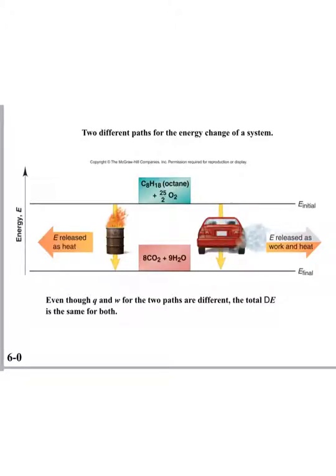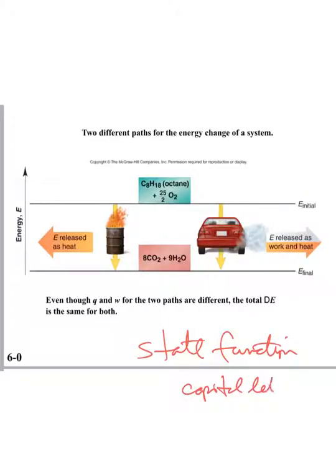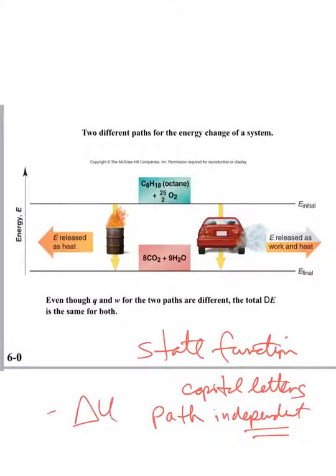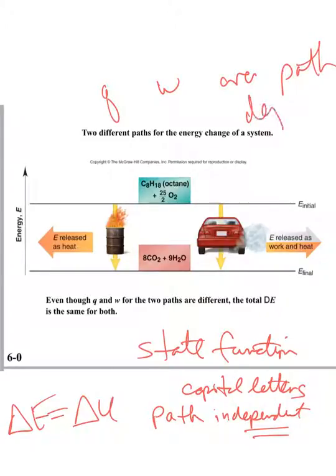So this is a slide that explains something that's important about why we use certain letters, lowercase and capital. State functions use capital letters. State functions are path independent. So something like delta U or delta E, those are capital letters, they're state functions. Q and W are path dependent. And here's what I mean.